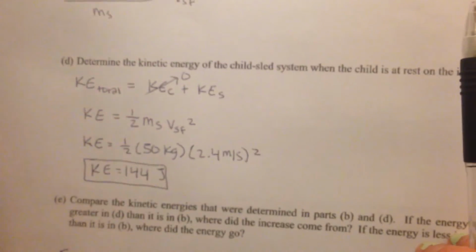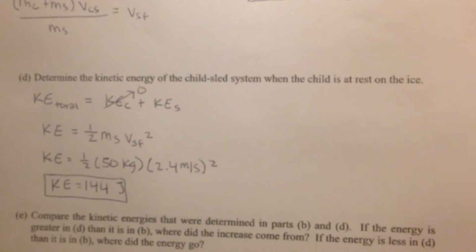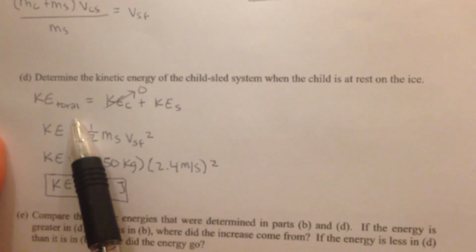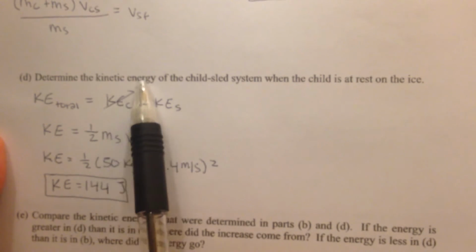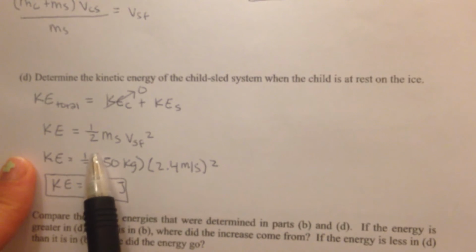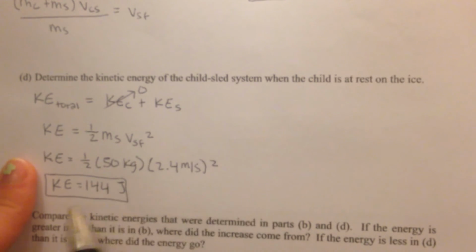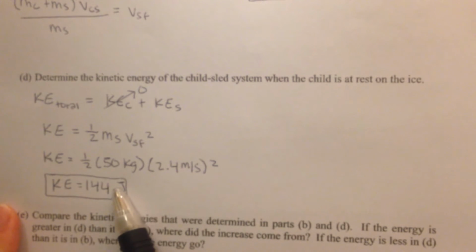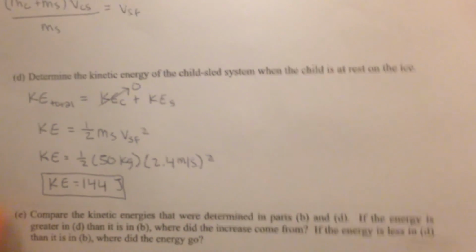So part D is saying determine the kinetic energy of the child-sled system, where the child is at rest on the ice. So we have to add the kinetic energies together. We have the kinetic energy of the child, who's at rest, so 0, plus the kinetic energy of the sled, which we can calculate by 1/2 mv squared. Plug in all of our variables we solved for earlier, and we get kinetic energy is 144 joules. Well, that's weird, because earlier we had found that the kinetic energy was 90.